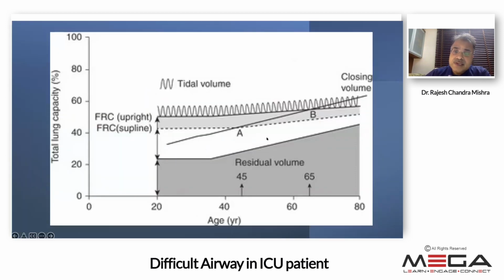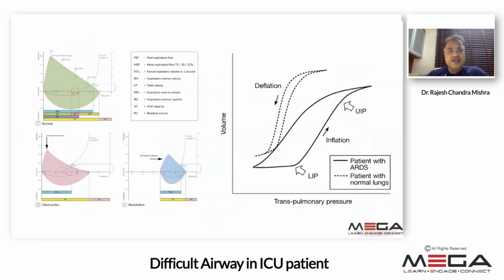As we age, our lung compliance reduces, our resistance increases, and elasticity reduces. Residual volume increases, and the total FRC does not change much, but the expiratory reserve volume is already low, and the closing lung volume goes up. All these factors contribute to more complications when we are managing the airway in these patients.